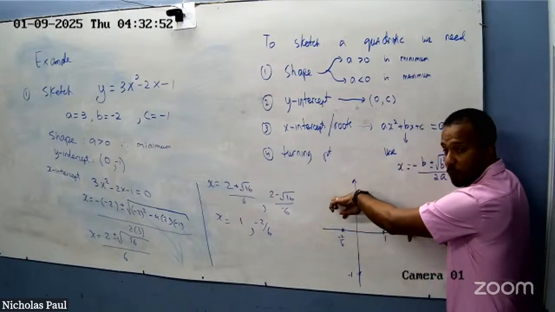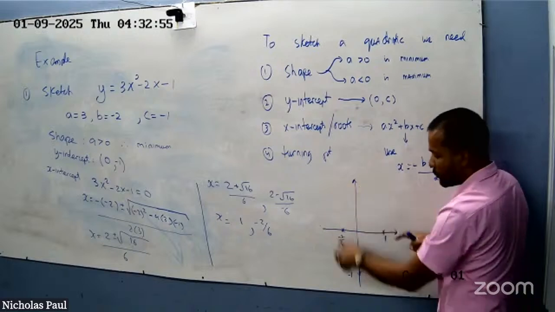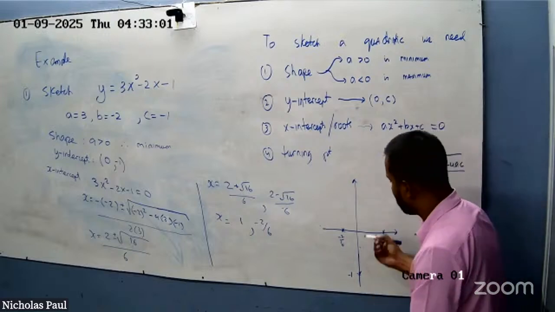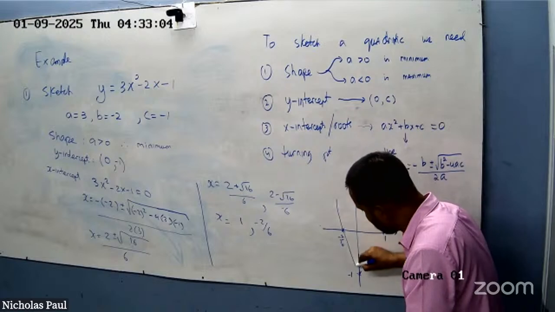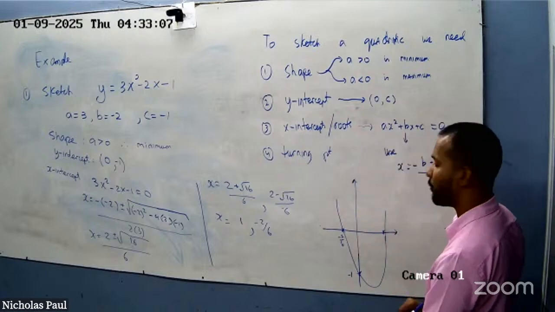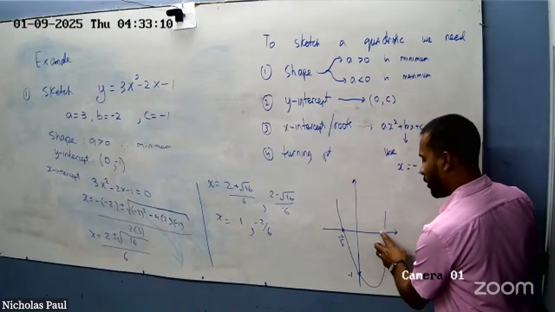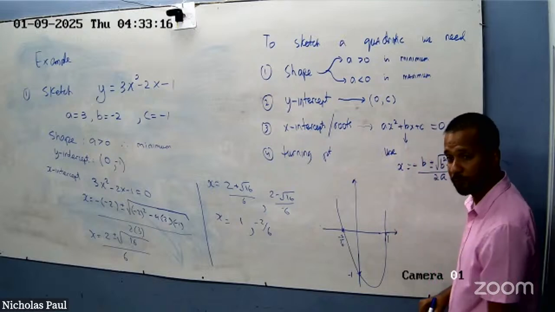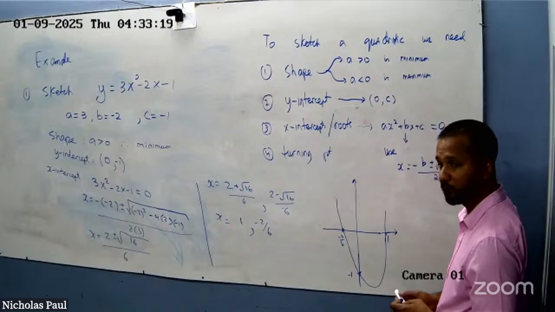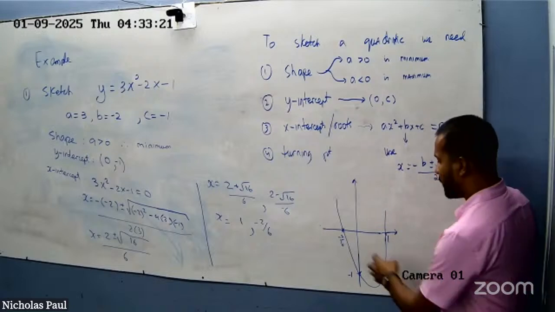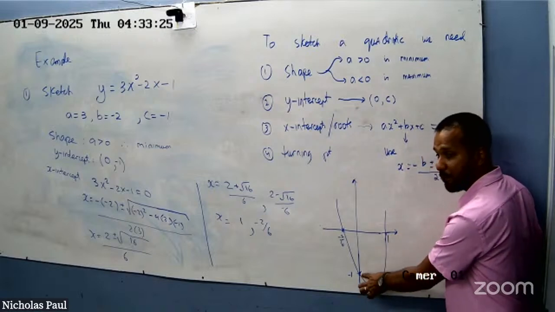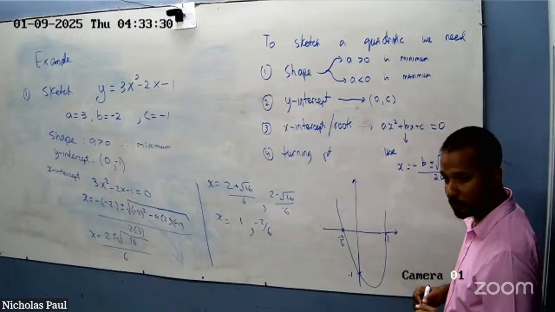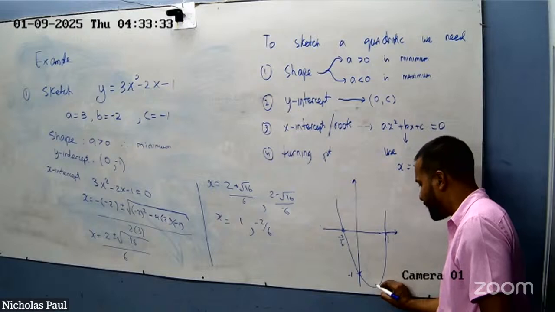What do you call these 2 points again? X-intercepts. What is called here? Y-intercept. And what's the shape? Are you okay with that? Right? X-intercept, y-intercept. All I have to find for you now is the turning point, and I'll show you that next. The last thing we have to do is to find the turning point.